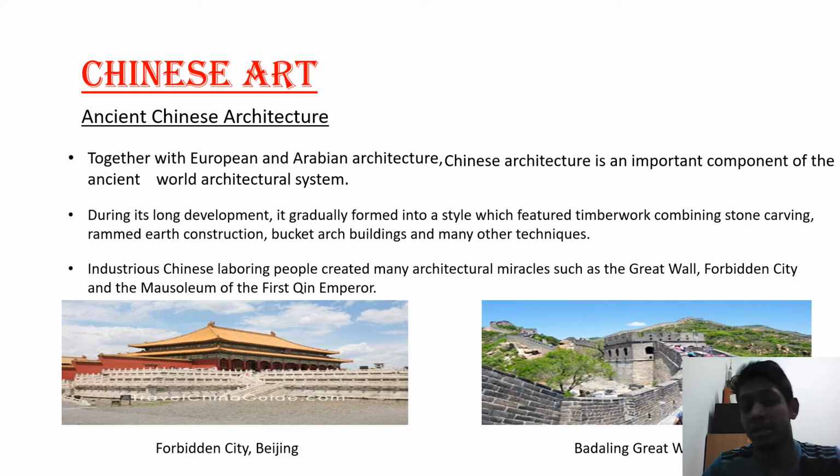So you can see the two pictures, the Forbidden City in Beijing and the Great Wall. This is the famous place in China, the Great Wall. Okay, the second page.